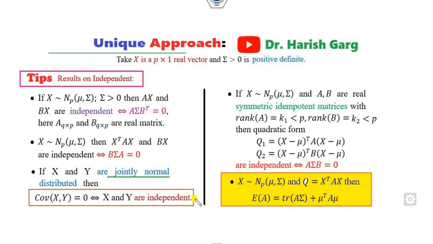The last result is when you have the normal distribution and Q is a quadratic form. The expected value of this is trace of A times the variance covariance matrix, plus mu transpose A mu. So based on these simple concepts, I can solve each question within 10 seconds so that you can learn the various tricks.